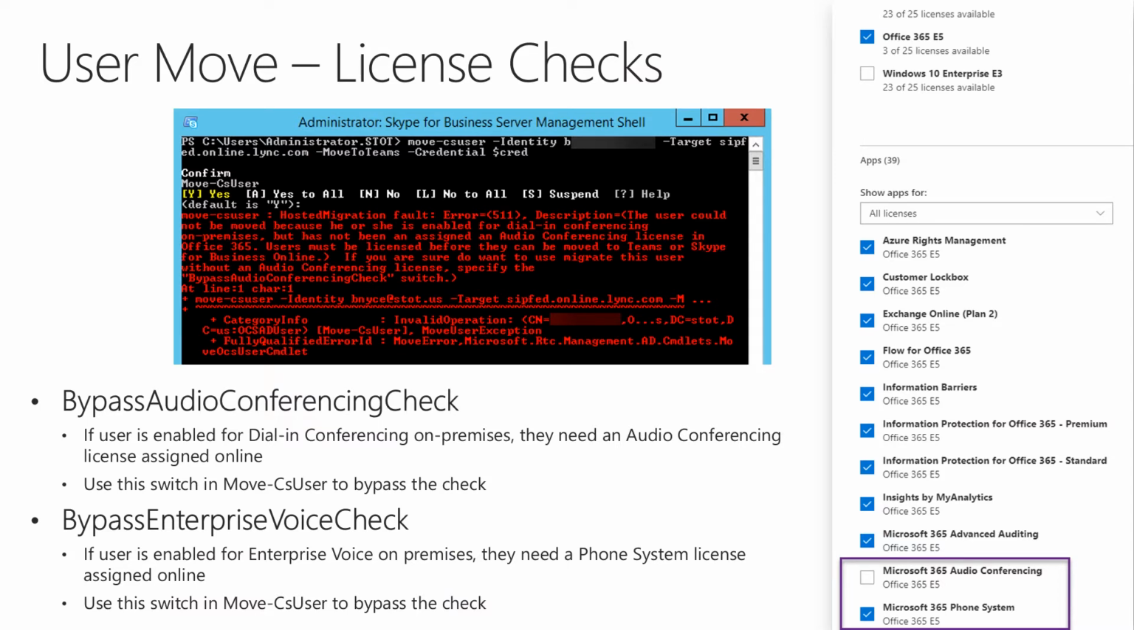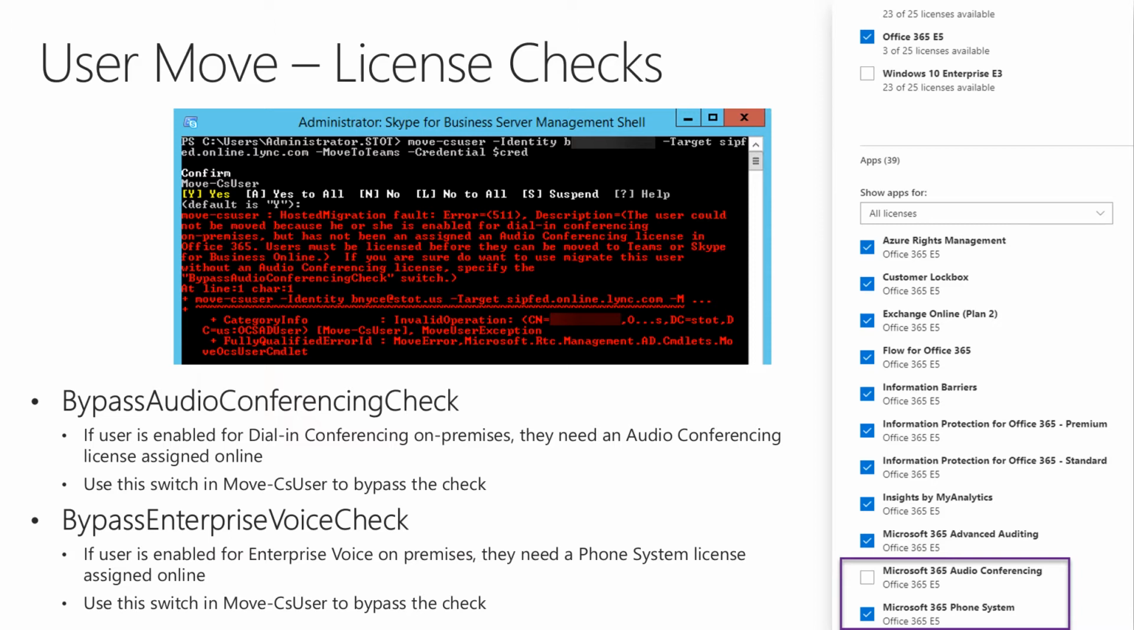Now, when we do the user move, we're also going to do some license checks for you. Remember, as part of the staging, we wanted to make sure that we assigned the proper licenses to users. Well, we're also going to do some licensing checks when you go to move the user. Specifically, we're going to check two things: audio conferencing and enterprise voice. If the user is enabled for a particular service on-premises, we want to ensure they have that same experience when they go online. Let's take this first example I have in my screenshot. My user that is on premises, I have enabled for enterprise voice, so they have PSTN calling in and out, but I've also enabled them for audio conferencing.